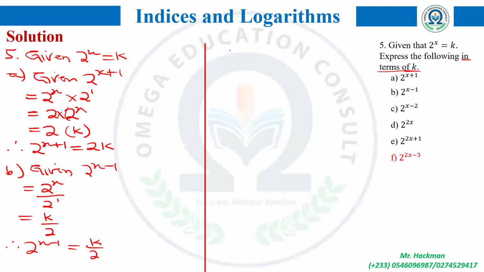Now let's look at C. What are we given? We are given 2 to the power x minus 2. Likewise, because you see minus, it will be 2 to the power x over 2 squared. All correct?